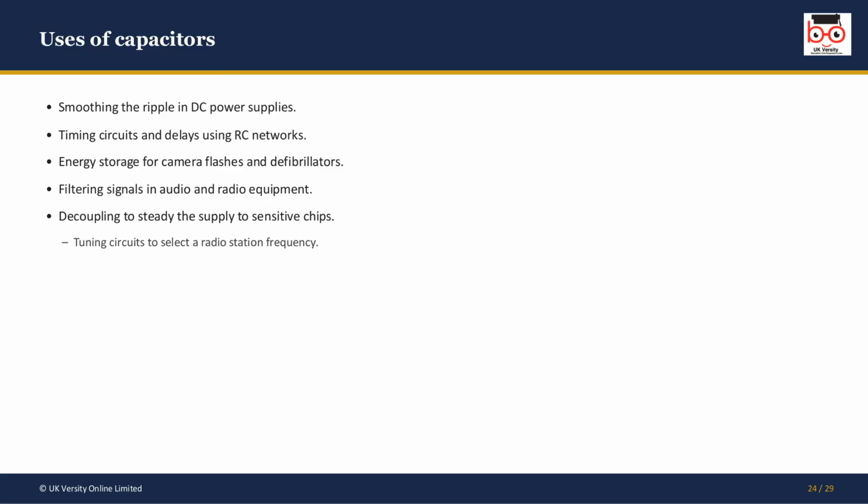Capacitors turn up all over engineering. They smooth the ripple in DC power supplies. They set timing and delays in RC networks. They store energy for camera flashes and defibrillators. They filter signals in audio and radio equipment. And they decouple, steadying the supply to sensitive chips. They even help tune a radio to select one station's frequency.